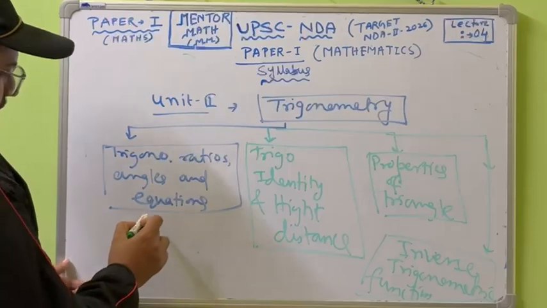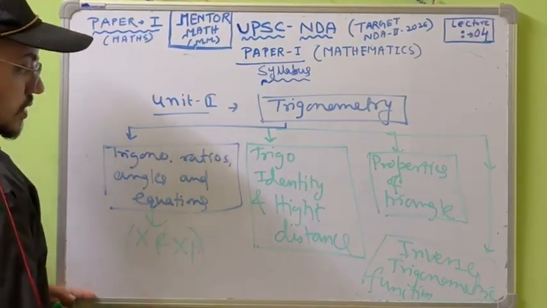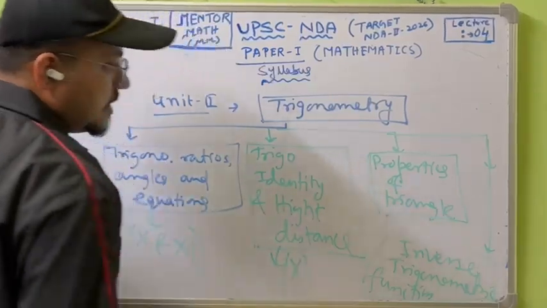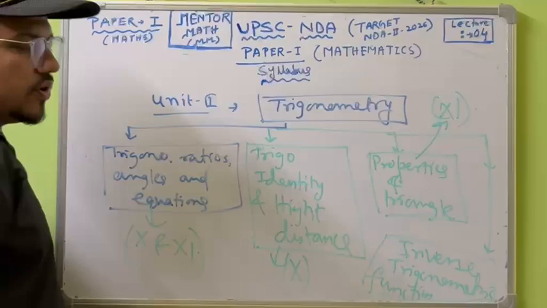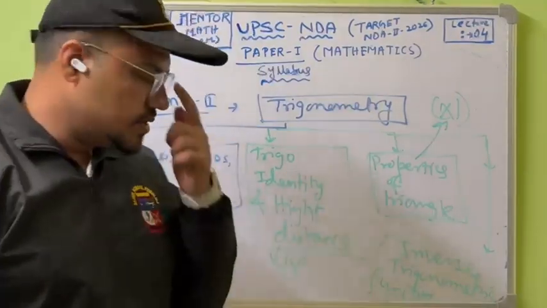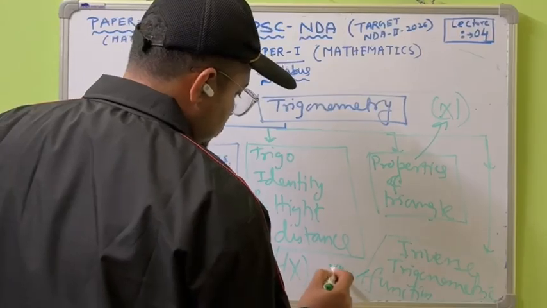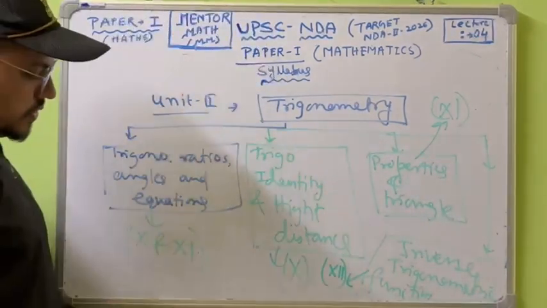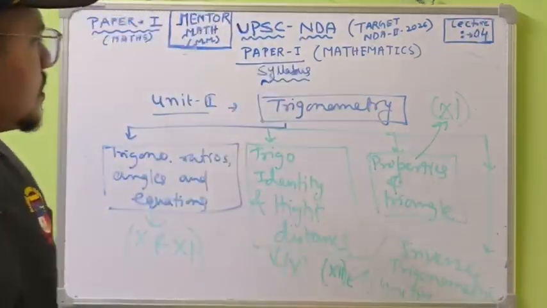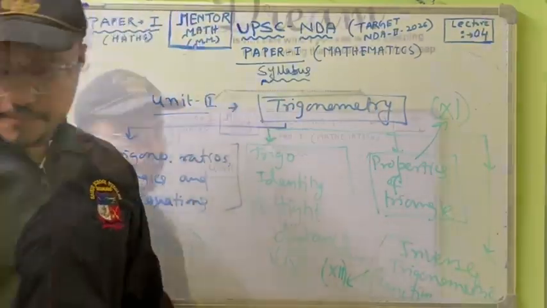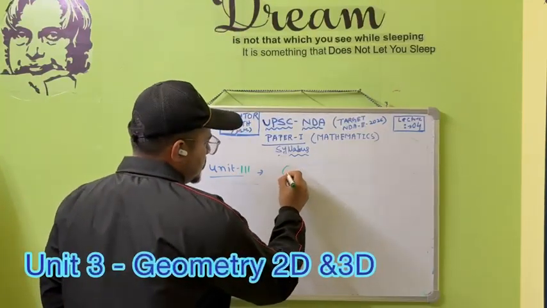The first chapter you already studied in classes 10 and 11, both. This is already studied in your class 10 NCERT. Properties of triangle you can study in class 11 as an extra, because it is not contained in your NCERT chapters, so we'll discuss it later on. And inverse trigonometric function we will study in class 12, and those who finished class 12 have already studied this. So this is your unit number 2, trigonometry. Next comes your unit number 3, that is geometry.